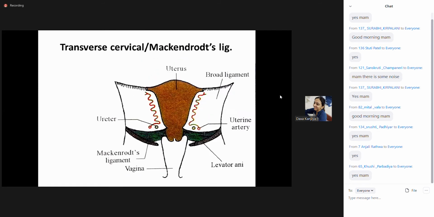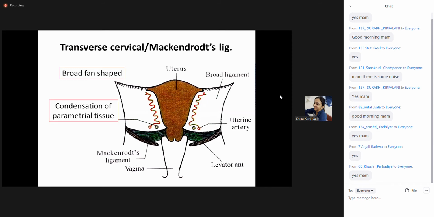First is the transverse cervical ligament, which is also called the Mackenrodt's ligament. Here you can see the transverse cervical ligament. This ligament is a broad fan-shaped ligament. It is nothing but the condensation of the parametrial tissue of the uterus. What are the attachments of the ligament? It extends from the supravaginal part of the cervix to the lateral pelvic wall. One of the muscles of it is the levator ani muscle. So it extends from the supravaginal part of the cervix to the levator ani muscle.